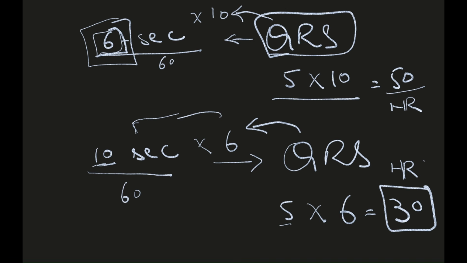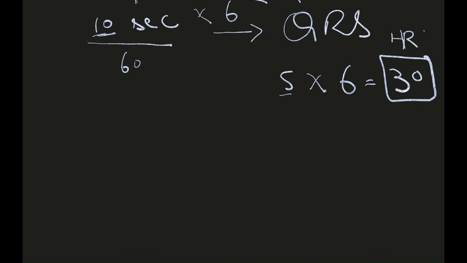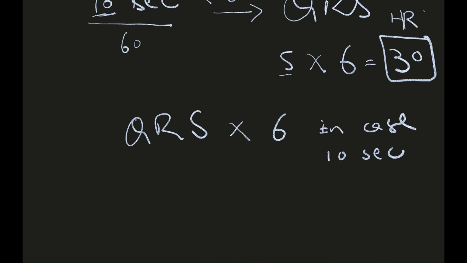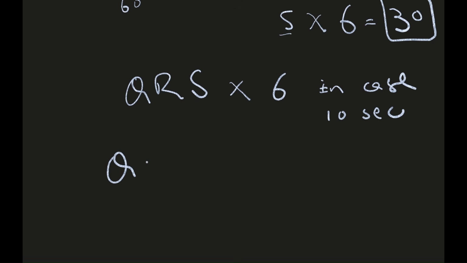But you always have to multiply the QRS complexes by 6 in case of a 10-second strip, and the QRS complexes should be multiplied by 10 in case of a 6-second strip.